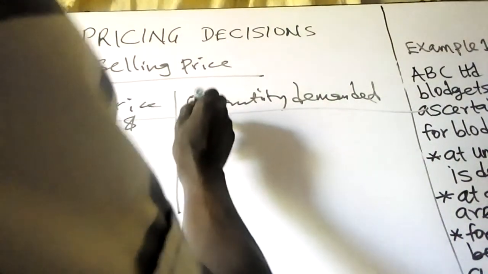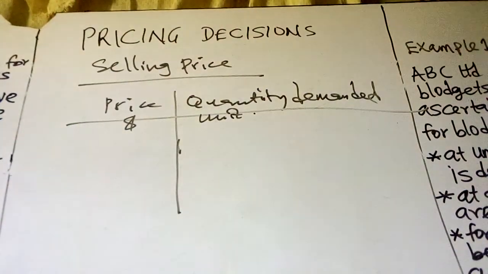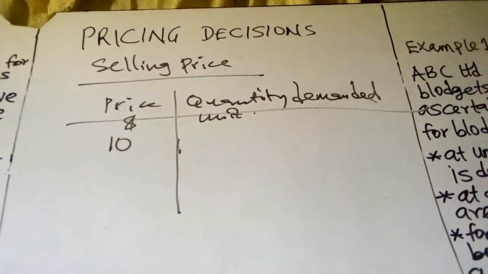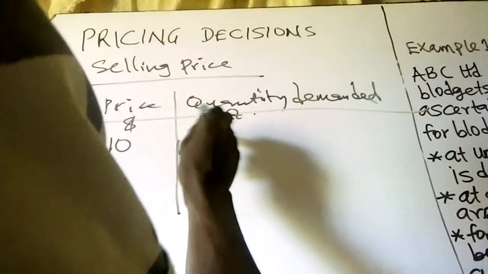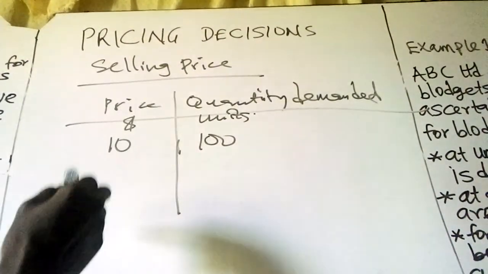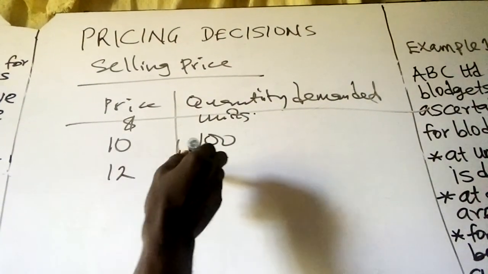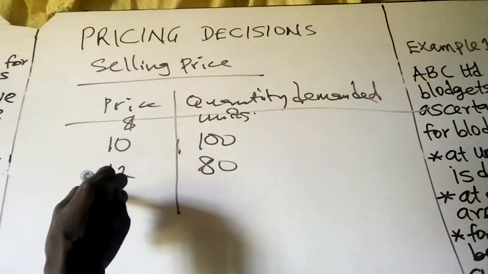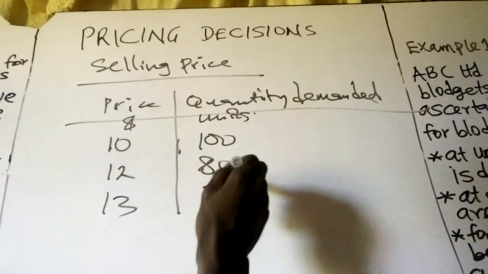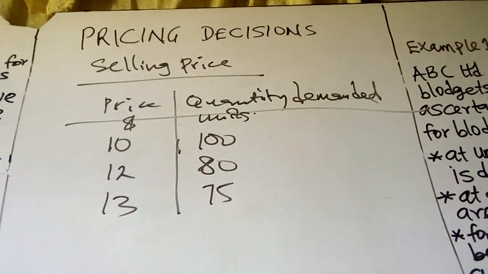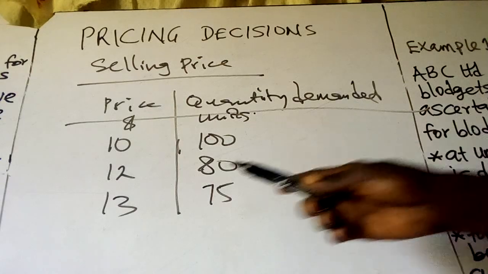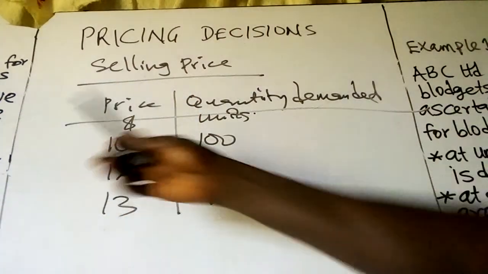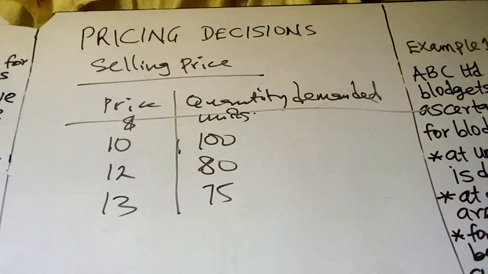If we have price in dollars and quantity demanded in units, if the price is 10 naira, consumers might demand 100 units. When the price increases to 12, quantity demanded will reduce, let's say to 80. When the price increases to 13, consumers might demand 75. You can see that as the price increases, quantity demanded decreases. That is an inverse relationship. The price and quantity demanded of a commodity are inversely related.